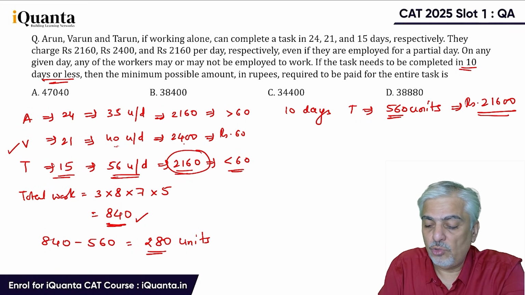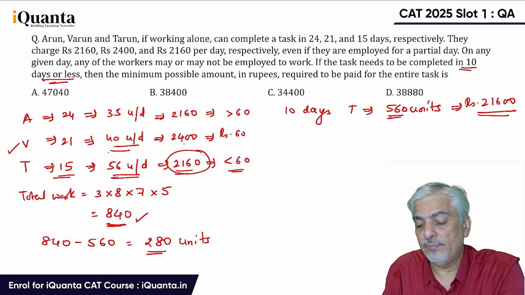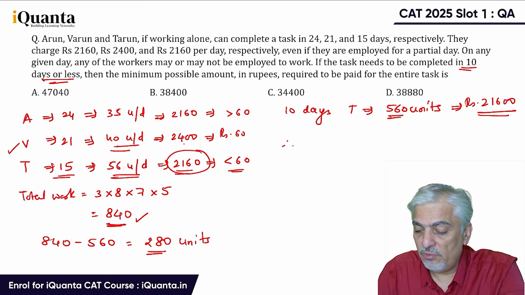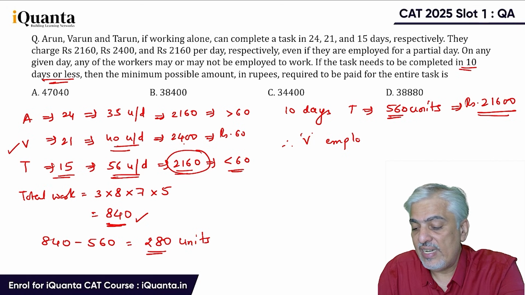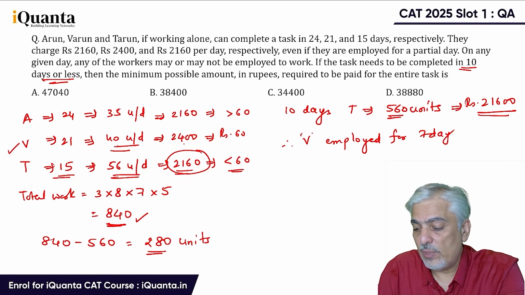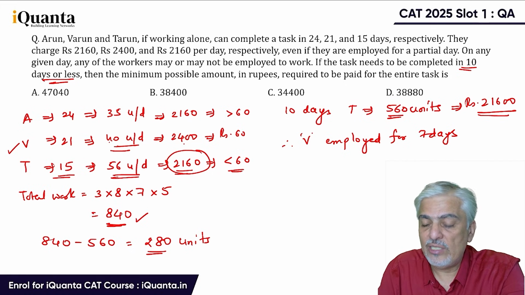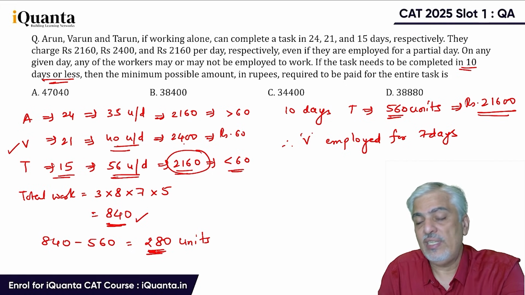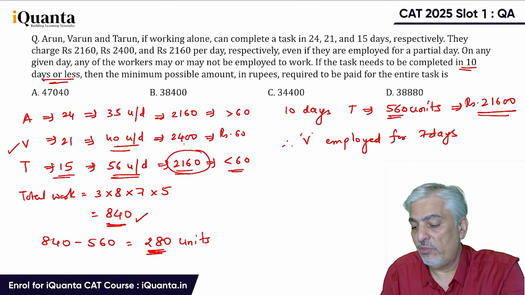V is doing how much? 40 units per day. So therefore, V will be employed for 7 days. Why 7 days? Because one day he's doing 40. So 280 divided by 40, he will be employed for 7 days.